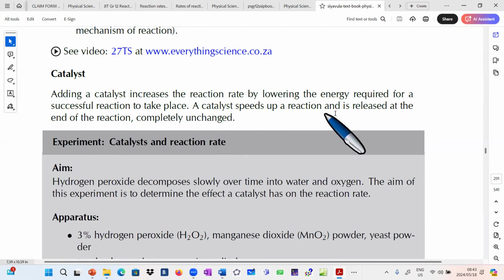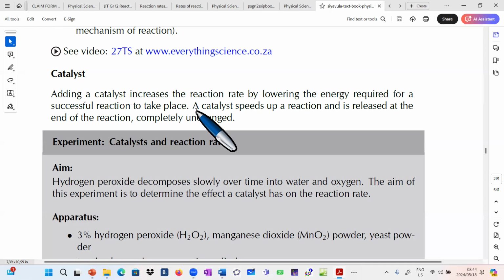A catalyst speeds up a reaction and is released at the end of the reaction completely unchanged. So a catalyst itself is not a reactant, and this is very important. How does a catalyst increase the reaction rate? A catalyst increases the reaction rate by lowering the energy required for a successful reaction to take place.